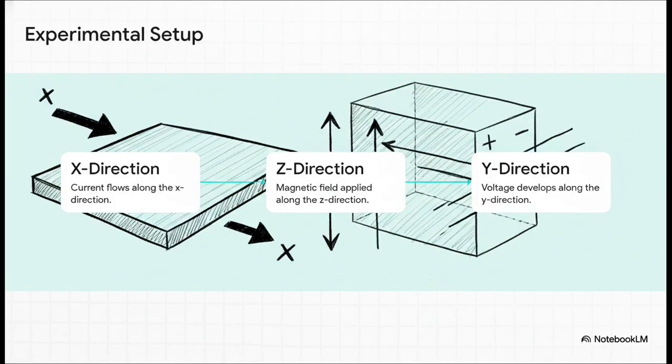Think of a flat strip of metal. Okay, first we've got current flowing down its length. Let's call that the x direction. Got it? Next, we bring in a magnetic field pointing straight up through the strip. That's our z direction. So what happens? A voltage shows up across the width of the strip in the y direction. See? It's this perfect x-y-z relationship that makes the whole thing work.